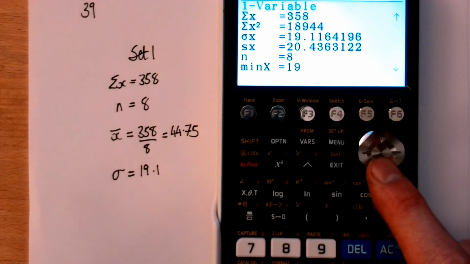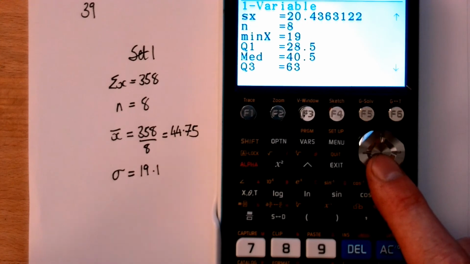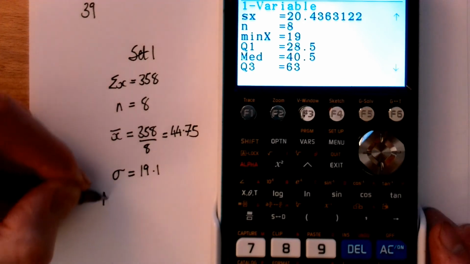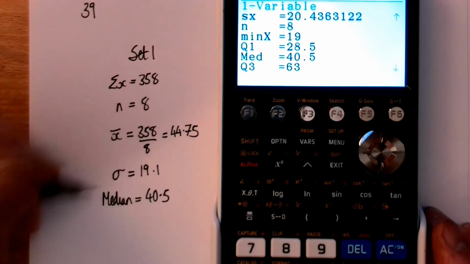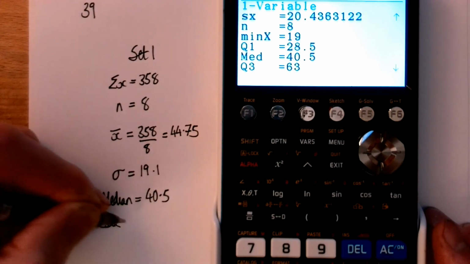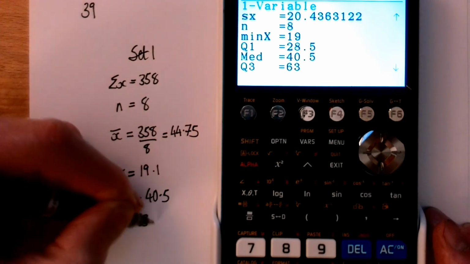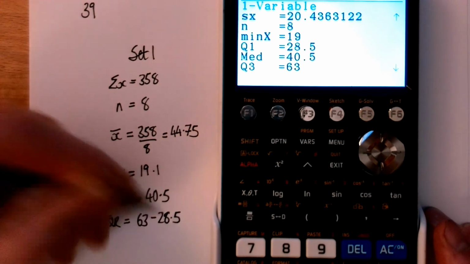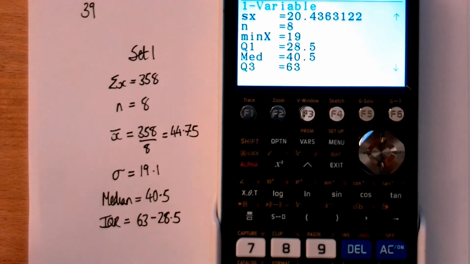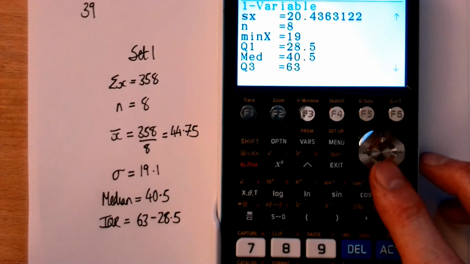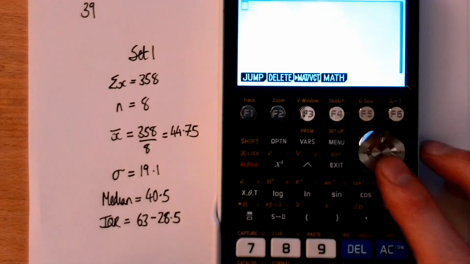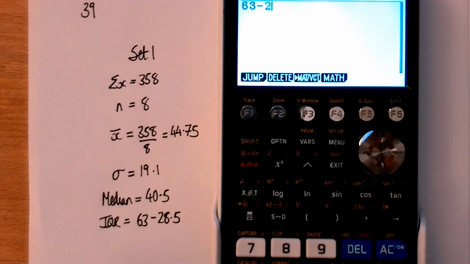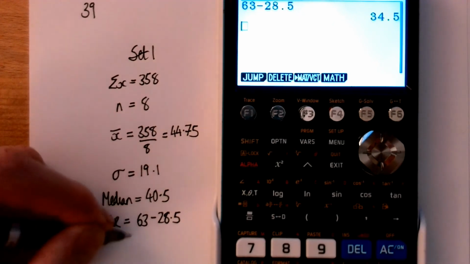If I use my cursor to scroll down, look, you can see the median, Q3 and Q1. So the median is 40.5, and the interquartile range is 63 take away 28.5. The only downside of these calculators is that it won't actually work out that sum for you, and you'd have to go back into your menu, run matrix mode if you wanted to do it. 63 minus 28.5, I'm hoping you could do it in your head, but there we go.